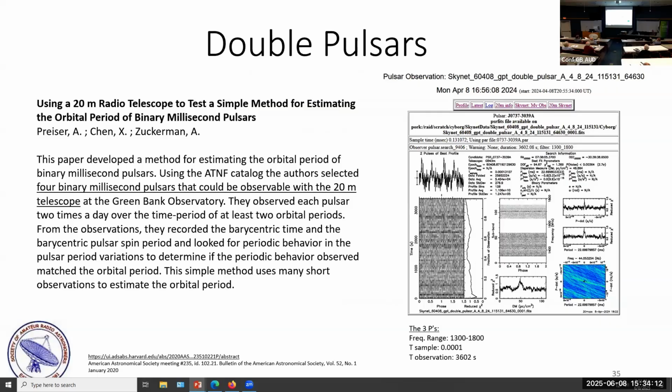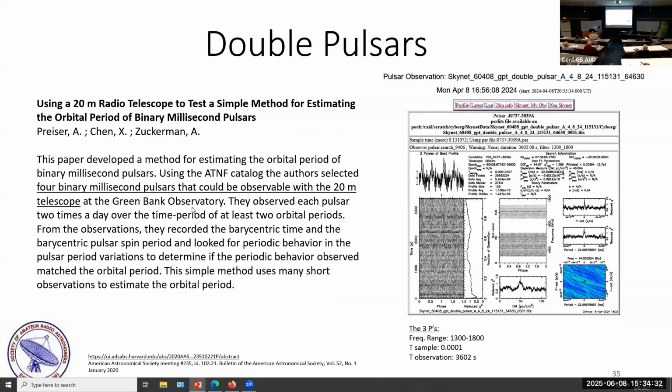Let's go quickly through some of the others. So there's a switching pulsar. I only found one in the 20 meter database, so I ran that, as a reference to a paper that talked about it.